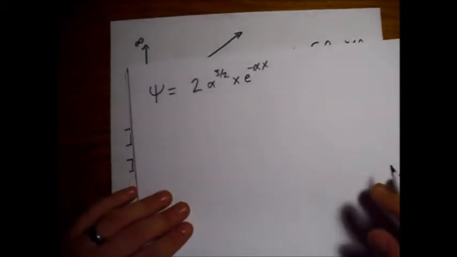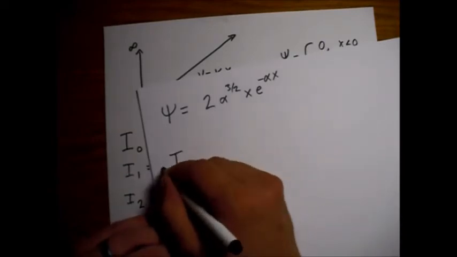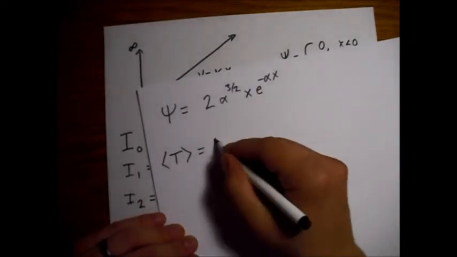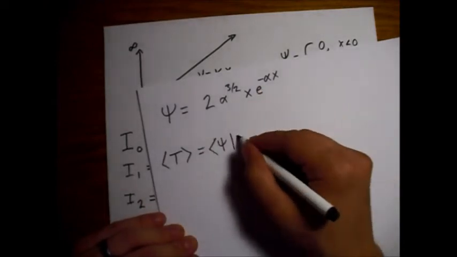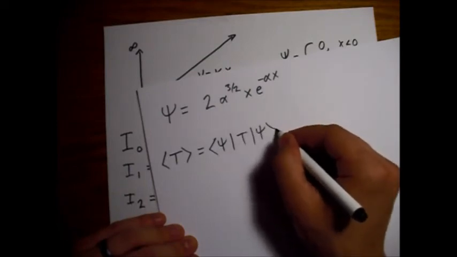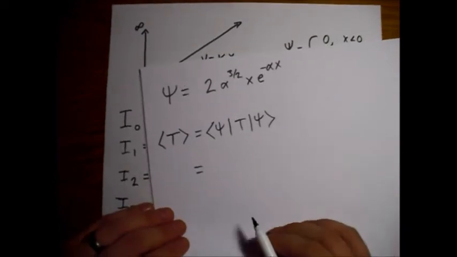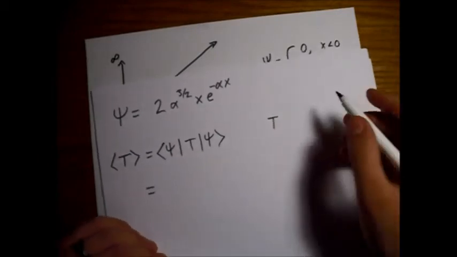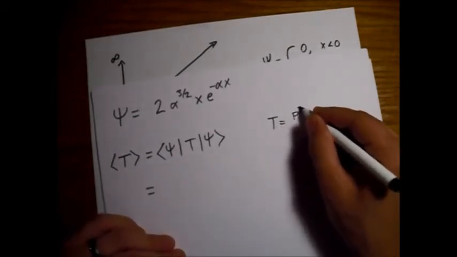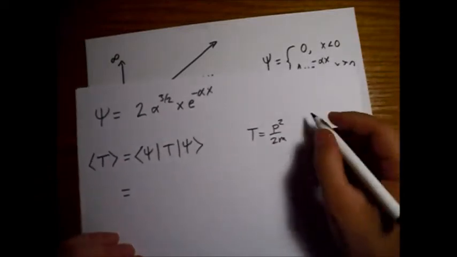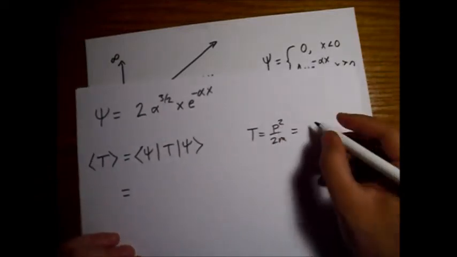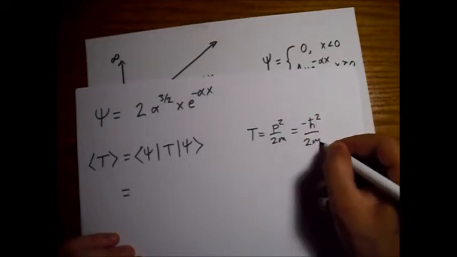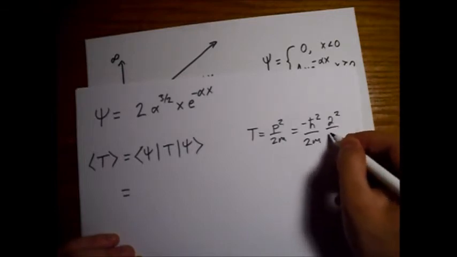All right, so just calling this a generic C, I guess. To do this, first let's just look at T real quick. T is just the kinetic energy, p squared over 2m, which when we put in the operator for p, we get a minus from the i's, we get an h bar squared over 2m, and then two derivatives with respect to x.